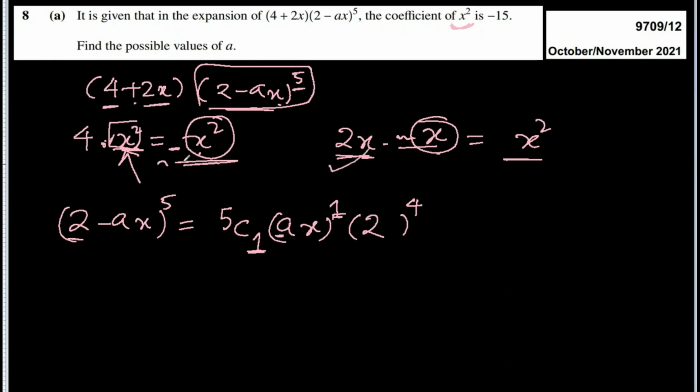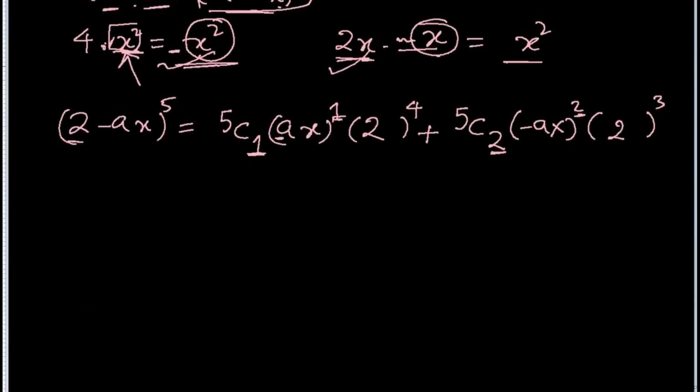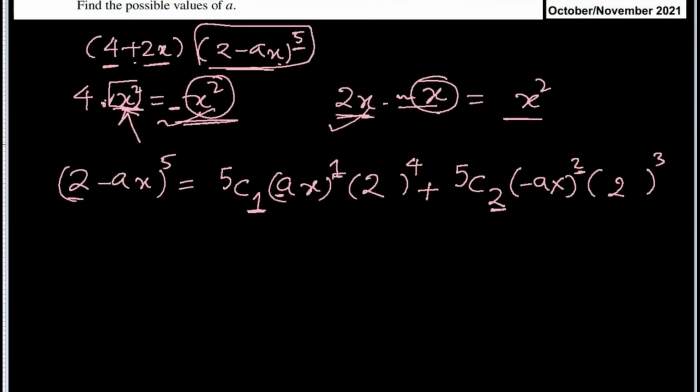Now we need an x square. So plus, we need an x square. So minus ax to the power 2 will give us x square. And that's why we have to write 5c2. This 2 matches with this 2. And the remaining 3 go to the other one, which is 2, second term. And that's it. These are the two terms we need from the second one. There are 4 more, but they are useless for us. We will not focus on them.